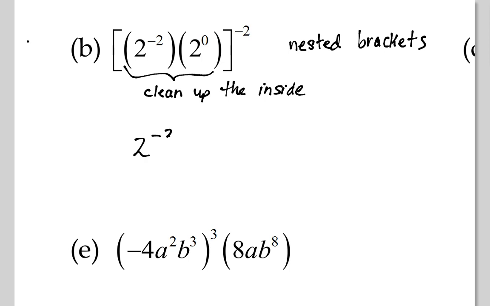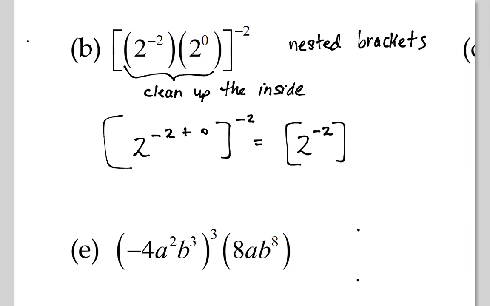So they have the same base, so I can add those powers. Two to the 0 is basically 1, so you're timesing by 1, which won't change you. So you essentially are just the same. 2 to the minus 2. And then you still have that negative 2 on the outside. Now it's power of a power. Negative 2 makes positive 4. 2 times 2 times 2 times 2, 16.